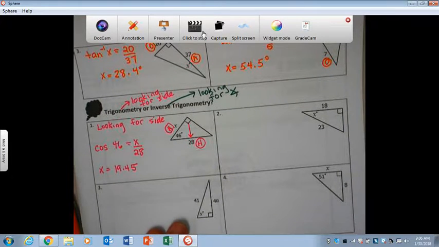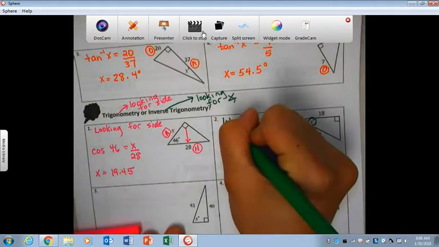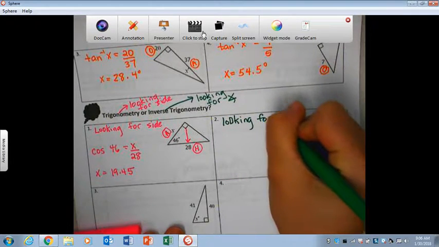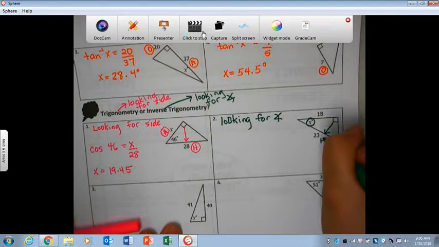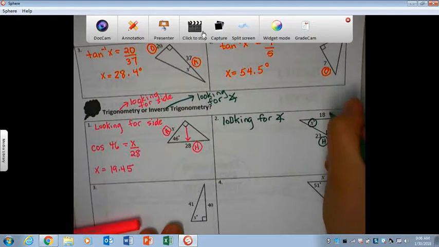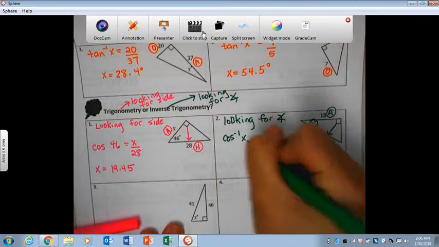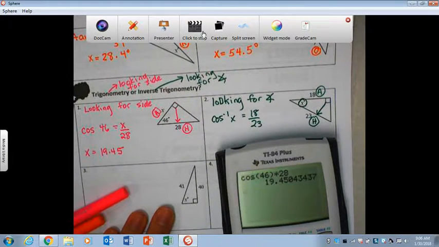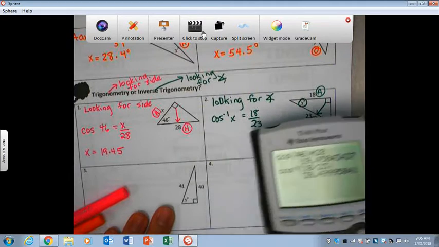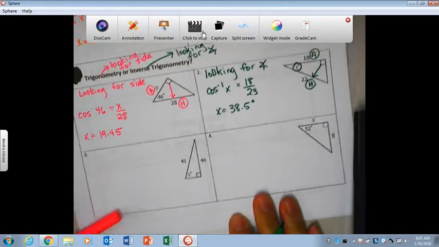Next, here it looks like we're looking for an angle, right? So looking for an angle, we're going to use inverse trig. Okay? Alright, so again, let's label. This is your hypotenuse, and then 18 is adjacent, so we're going to be using cosine. So the inverse of cosine of x is going to be 18 over 23, and you simply put all that in your calculator. Second cosine 18 over 23. Okay, that's going to be 38.5, again, degrees. Simple.